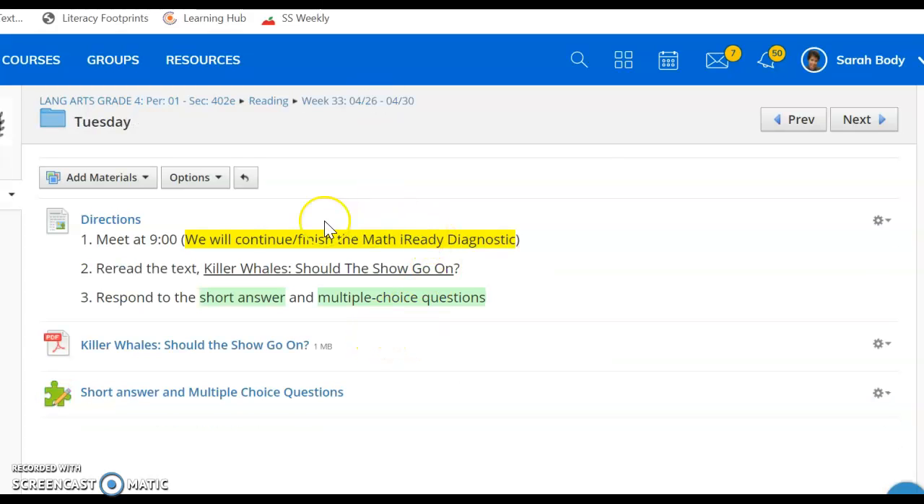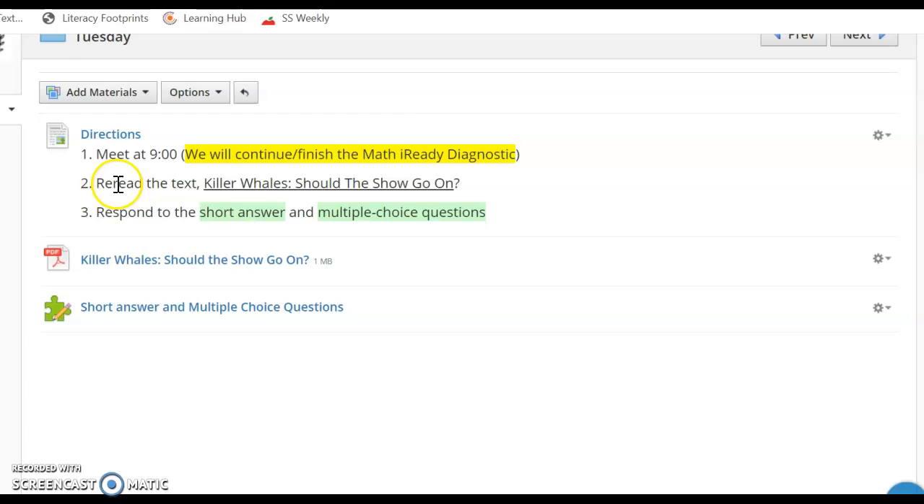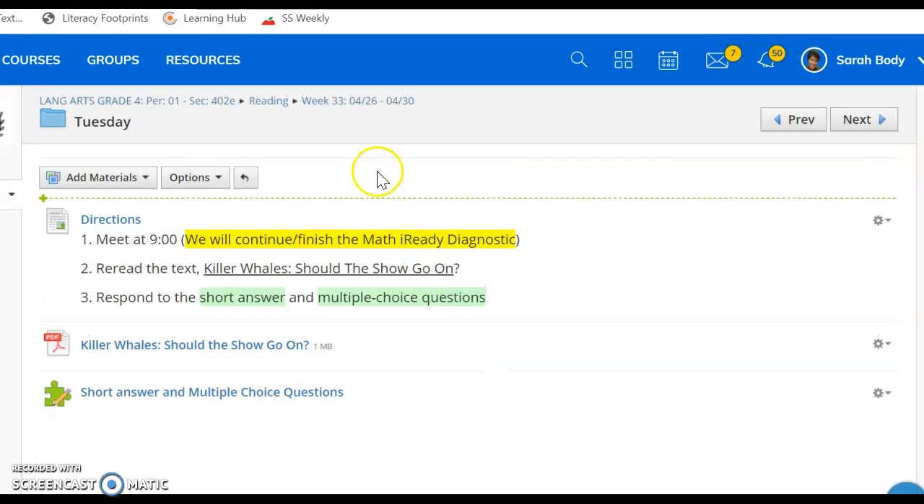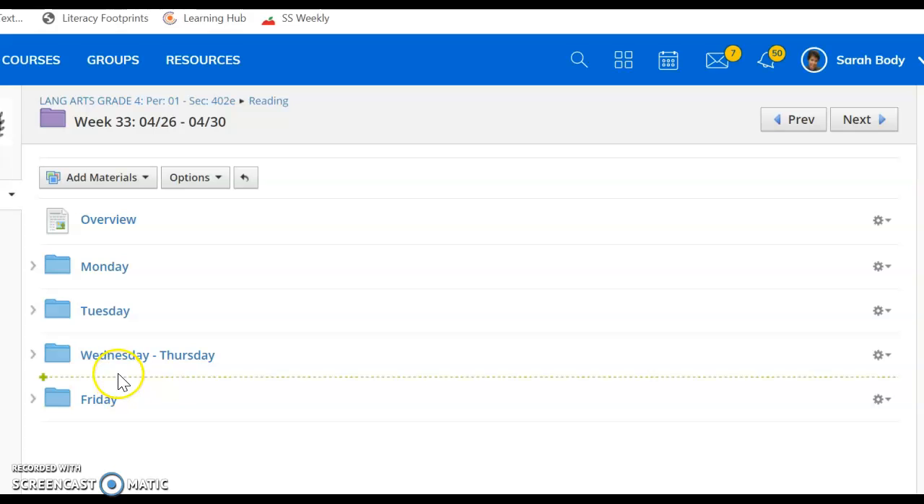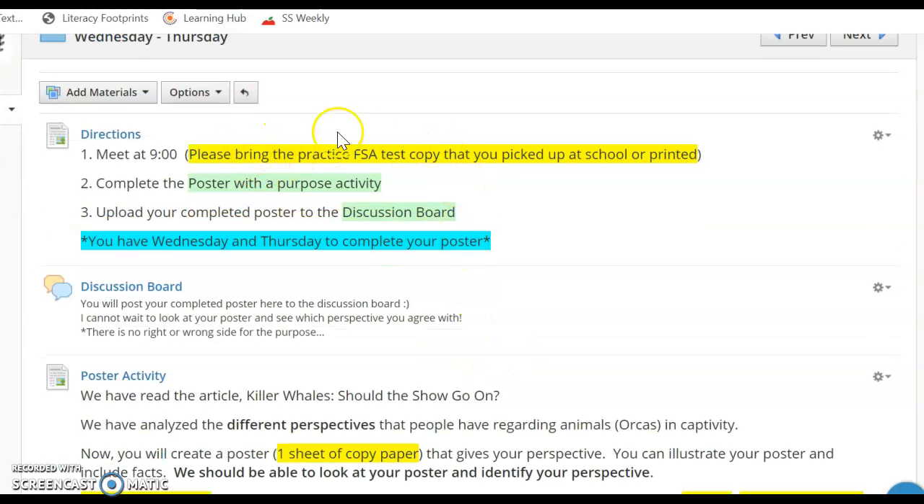On Tuesday, we will continue the diagnostic and then we will continue using that text that you read yesterday. So after the diagnostic, then you're going to reread this text about killer whales and then respond to these short answer and multiple choice questions. On Wednesday and Thursday, we'll be working on that practice FSA that either you guys copied or you picked up at the school. So that's going to be a majority of our time during our whole group meeting.